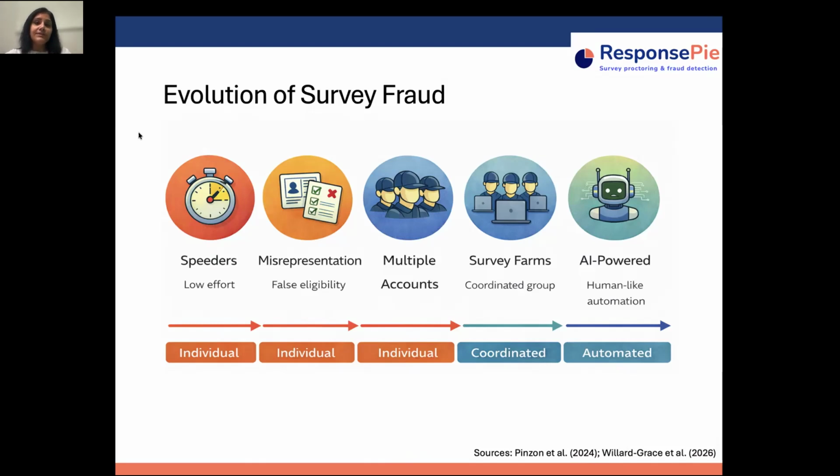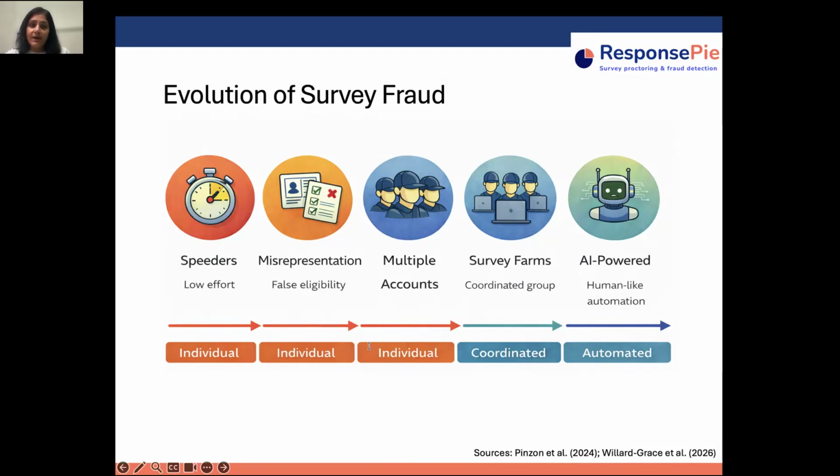So let's talk about the different types of fraud. On the left-hand side, you'll see what I'd call more traditional issues with survey fraud. These are speeders, people who are just rushing through surveys with very little effort, or misrepresentation, where someone is essentially lying about who they are so they can qualify for a survey. Then you have cases like multiple accounts, which is still one individual, but now they're taking the survey multiple times under different identities. So the behavior in this case tends to be a little more intentional, even though we're still dealing with that one individual.